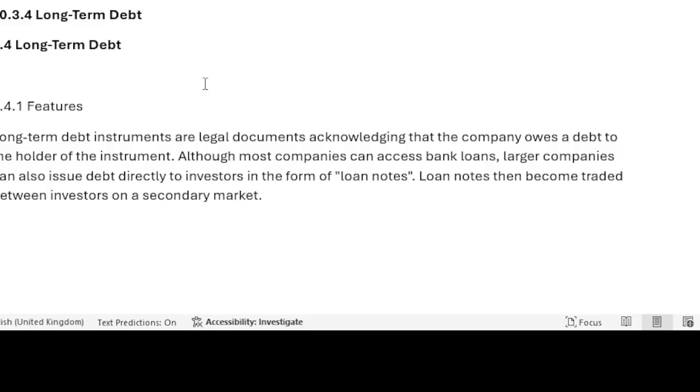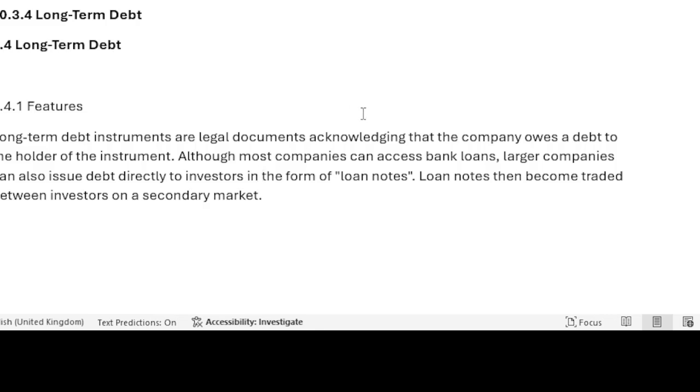Then we have long-term debt. Here, long-term debt comes from financial institutions. For example, you can go to the bank and have a 10-year or 5-year debt. Long-term debts are usually debts that go for more than 1 year. Those debts will be classified as long-term debt.